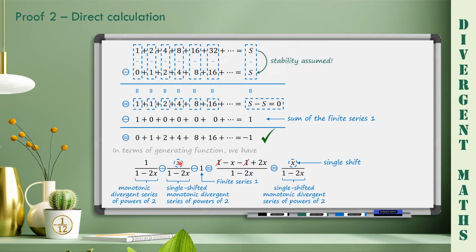Again, those represent the single shift. So that's how, in terms of generating function, we interpret the sum or difference of series that we have done here. All right.